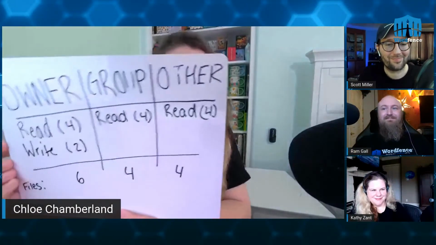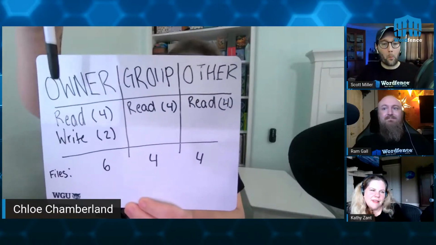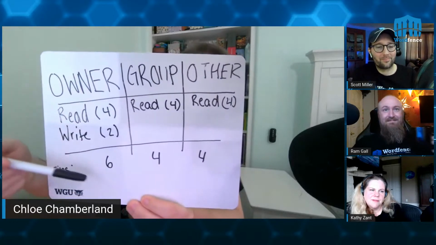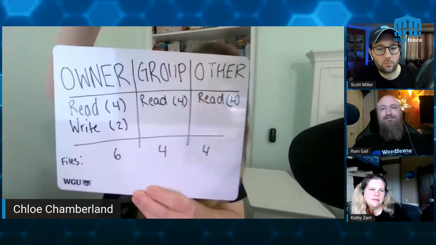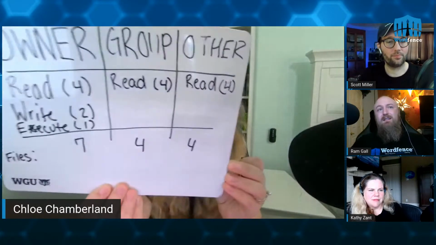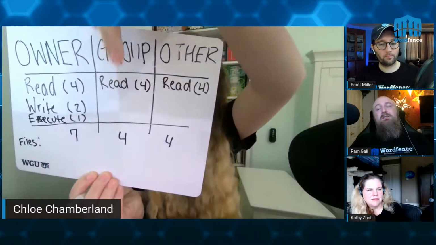Yeah, so I have my handy whiteboard. Basically, we want to give all files, for owner, read and write, which is 6, then group gets 4, which is read, and other gets read, which is 4. And then for all folders, we want to add execute, and that ends up being read, write, and execute for owner, so that's 7, and then group is 4, and other is 4.